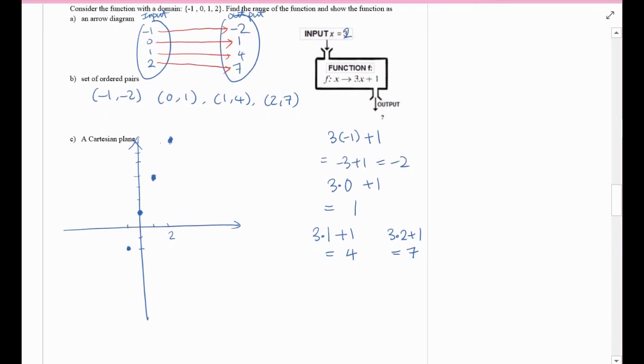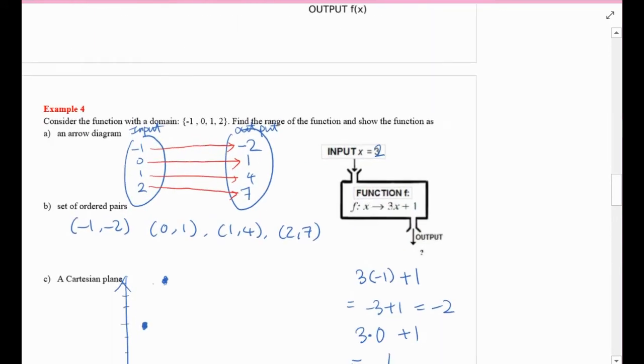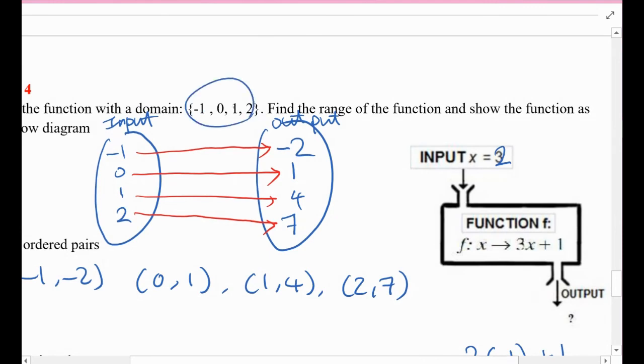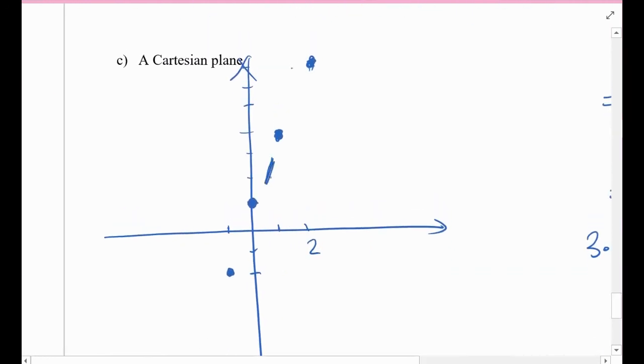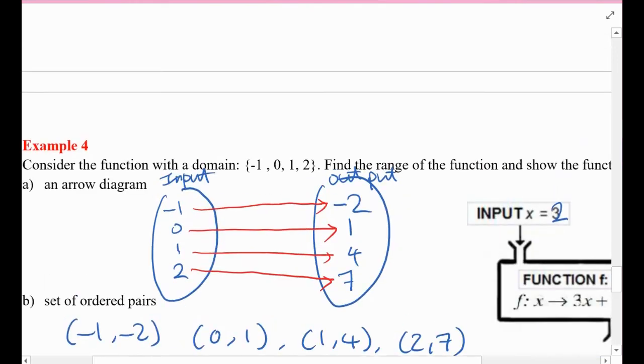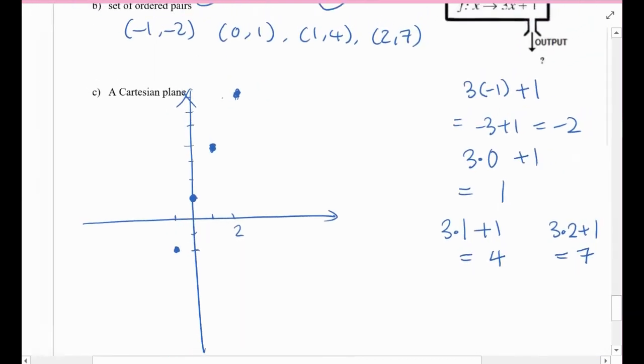Okay, you don't join the points because the domain has only 4 values, -1, 0, 1, 2. You cannot have more values in between 2 points because we have only 4 domain values, 4 input values. You do not join the points.